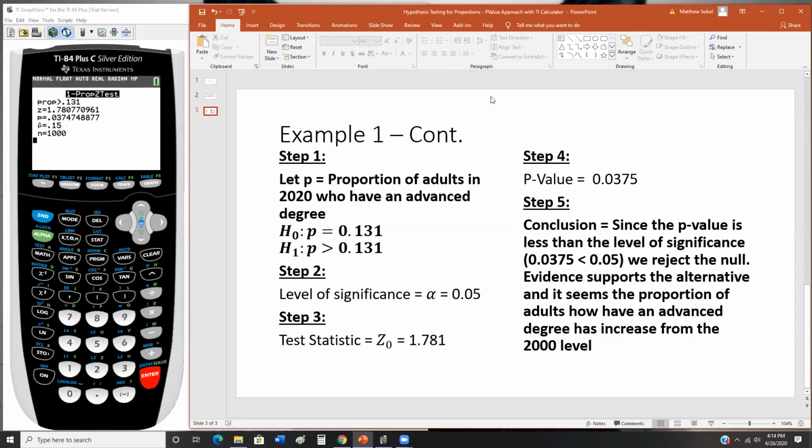Does that answer your question? Oh, repeat again. If equal to, so if it's equal, like if your p-value had been exactly 0.05, you would fail to reject the null.